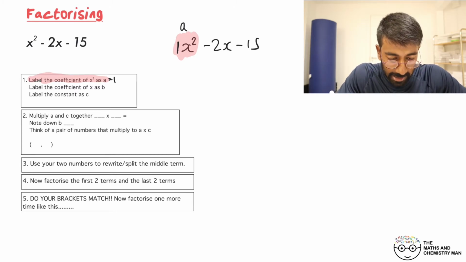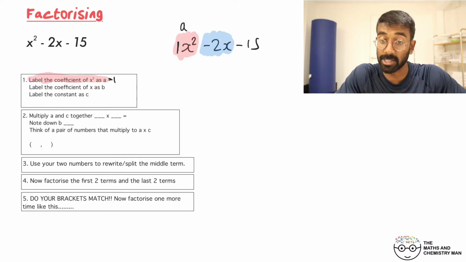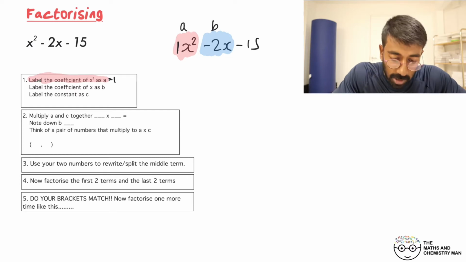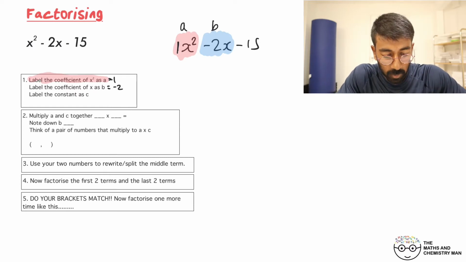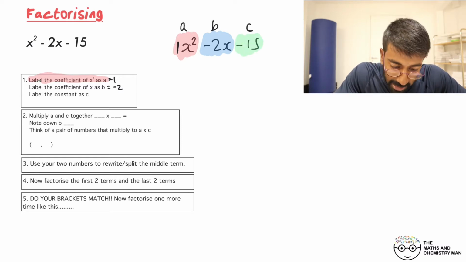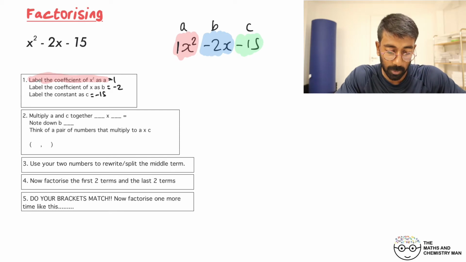Next, let's highlight the x term, and the coefficient of the x term is minus 2, because you can see a minus 2 in front of it. We'll label that b. So I'm going to say b is equal to minus 2. And then c, the constant term on the end there, is minus 15. So I'm going to label that c. So c is equal to minus 15. Great. Step number 1 done.